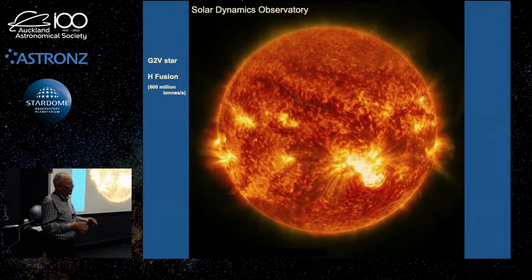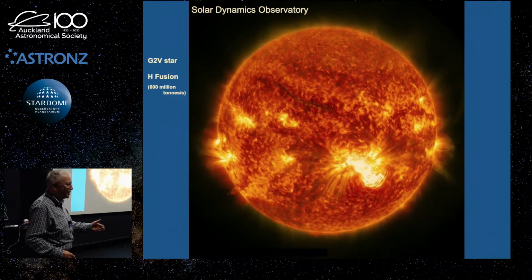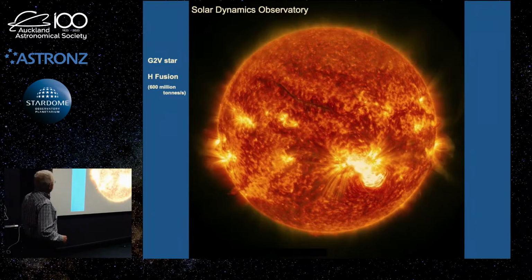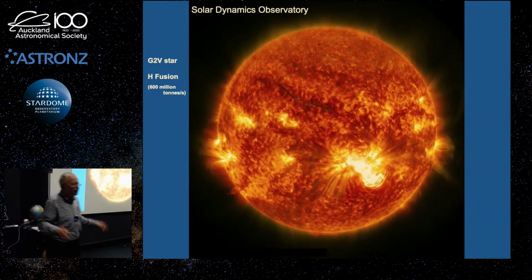Hydrogen being the lightest element in the universe, it's fused together to create the next lightest or smallest atom, the helium nucleus. And in the process, bits of mass get lost, and that mass gets converted into energy to create the heat and light that we experience. So out of that hydrogen fusion, 600 million tonnes of hydrogen gets fused and burnt up per second in the sun. Every time you blink your eyelid, 600 million tonnes more of hydrogen is being burnt up.